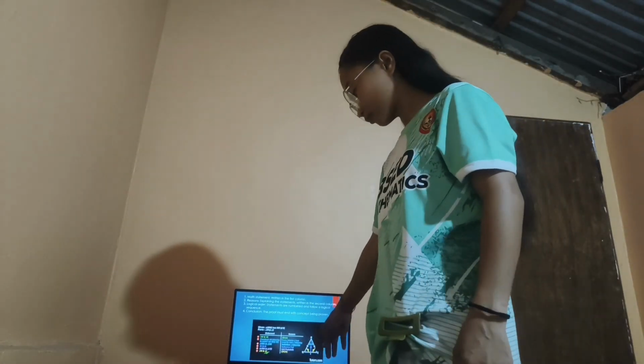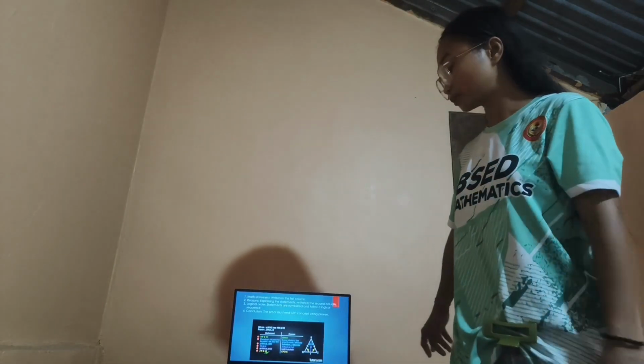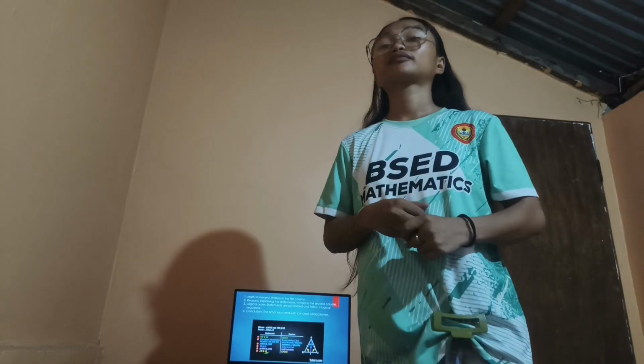So this is how it looks. This is the statement, the left side, and the reason will be in the right side. The logical order, which is numbered, follows a logical order. And then the conclusion will be below the two columns. Okay.